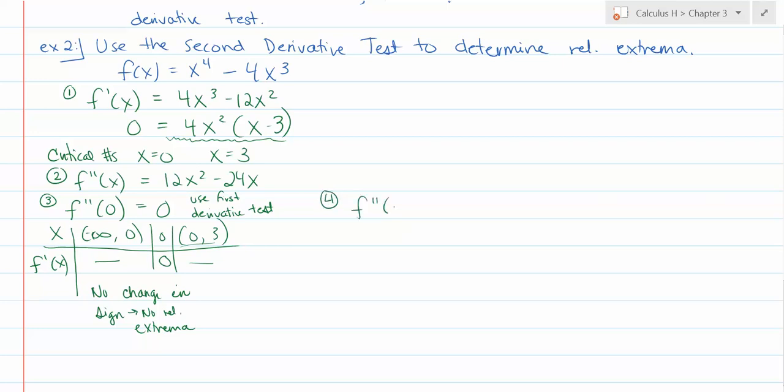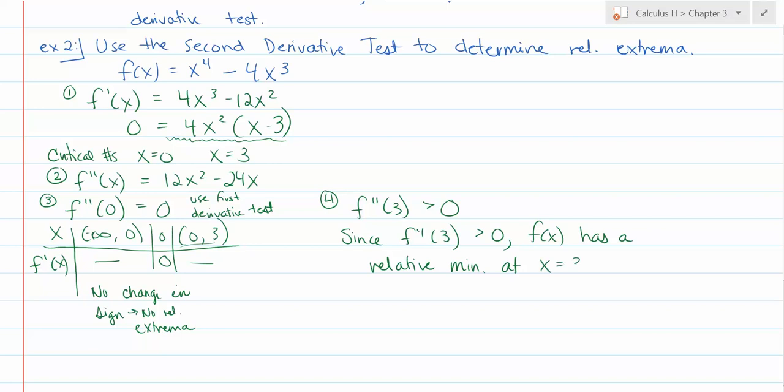And plug in my other critical number to my second derivative. And this is going to end up giving me a number greater than 0 if you work through it. So then I can make a concluding statement. Since f double prime of 3 is greater than 0, f of x has a relative, and remember if it's greater than 0, that means it would have been concave up, so a relative minimum at x equals 3. Okay. Hopefully that should help you out with things for section 3.4.